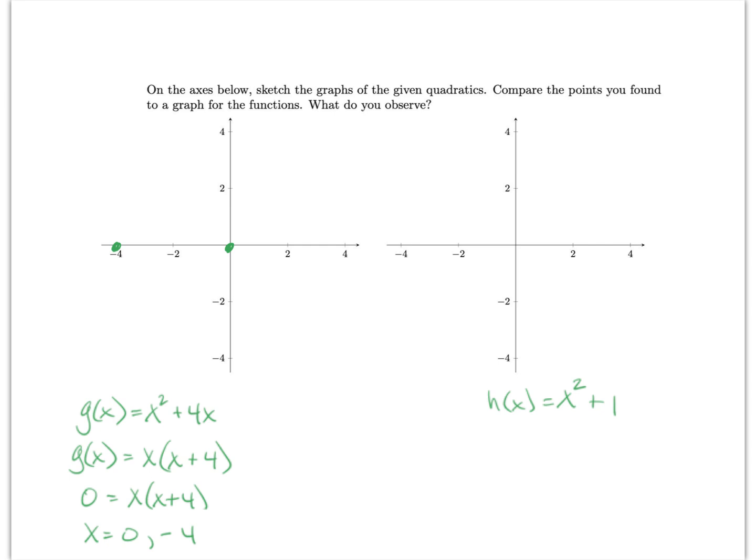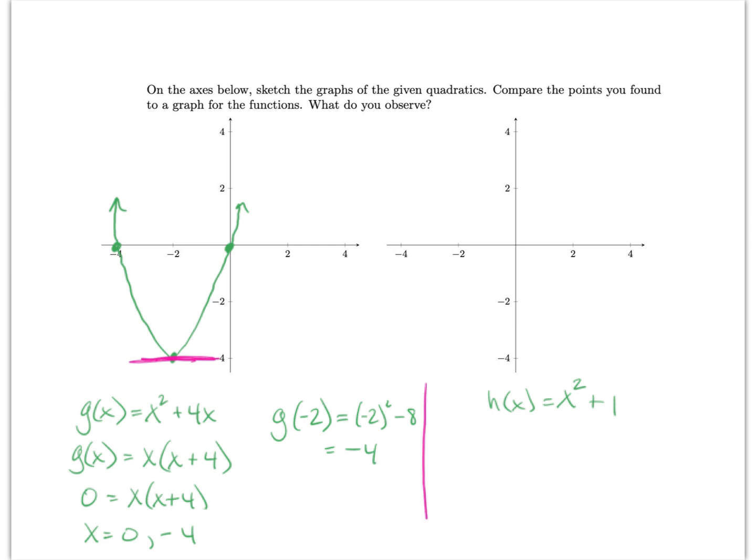And then halfway in between, we will hit a vertex. Okay? And if I want to know the y value, I could plug that in, like g of negative 2. That would be negative 2 squared plus 4 times negative 2. So that's 4 minus 8, which is negative 4. So negative 2, negative 4 is my vertex, like this. And what you might notice here is that I have a horizontal tangent line right where I expected it to be at negative 2.